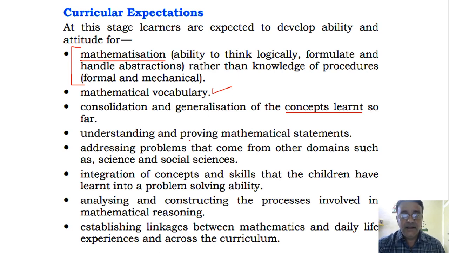And the next one is understanding and proving mathematical statements. For example, in the factor theorem, you are given a polynomial p of x, and are told that p of a is equal to 0. So you have to use this to show that x minus a is a factor of p of x. Similarly, for the converse of the factor theorem, you are given that x minus a is a factor of p of x, and you have to use this hypothesis to prove that p of a is equal to 0.